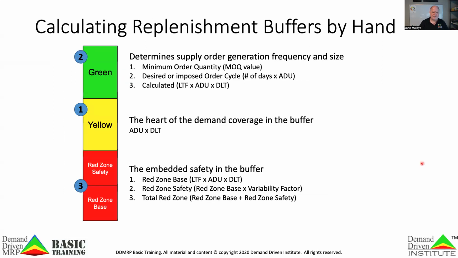The calculations for each of the zones. Let's start with the yellow zone, which is simply the average daily usage times the decoupled lead time. That gives us the yellow zone. That's the cycle stock or the demand during lead time.